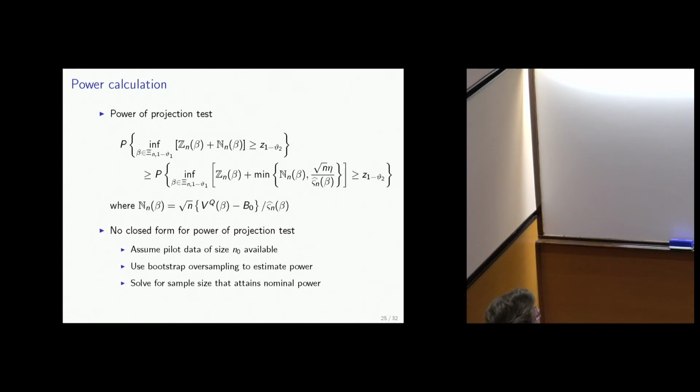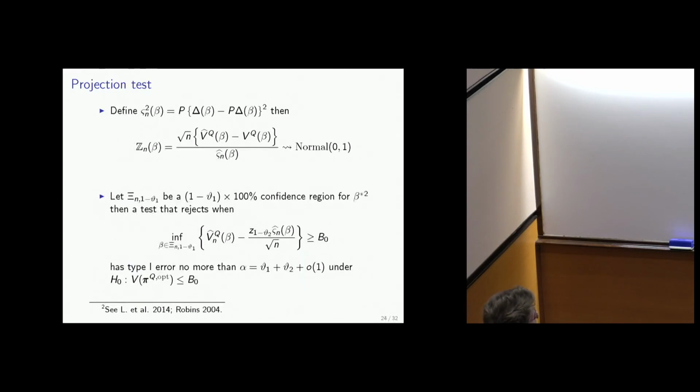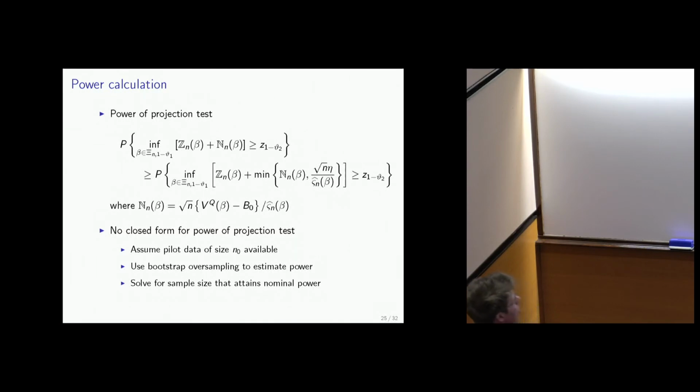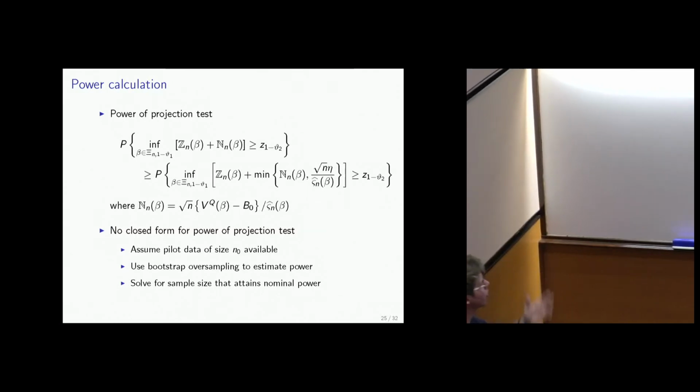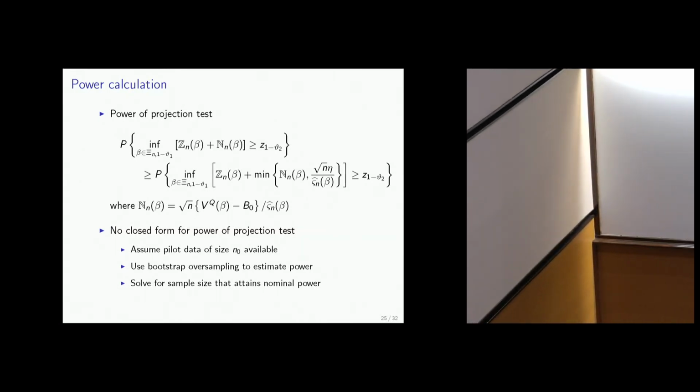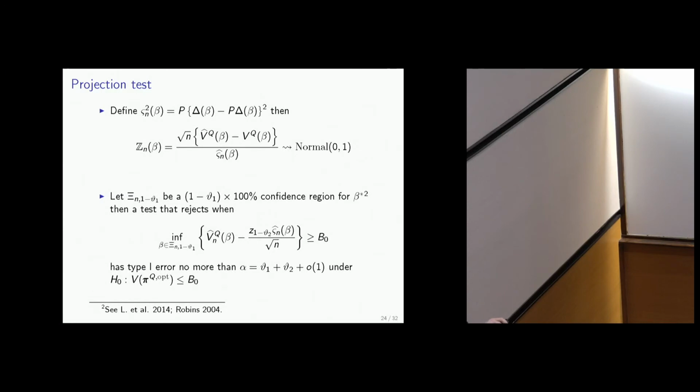Okay, and this is exactly the power of that hypothesis test. It's just that there's not a closed form, so we need some algorithm for computing this. And the way we do this is we have a pilot study of size n naught, and then we bootstrap sample up to proposals for n. We bootstrap oversample from that smaller data set up to samples of size n and solve for n where we have the requisite power for this test, for the given eta, for the given effect size of interest.